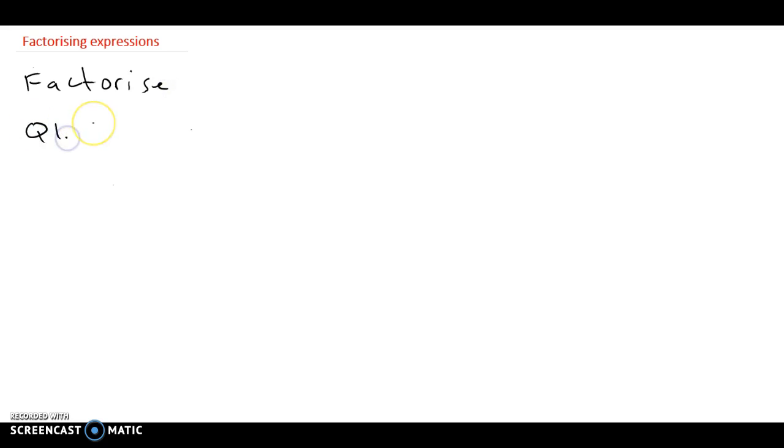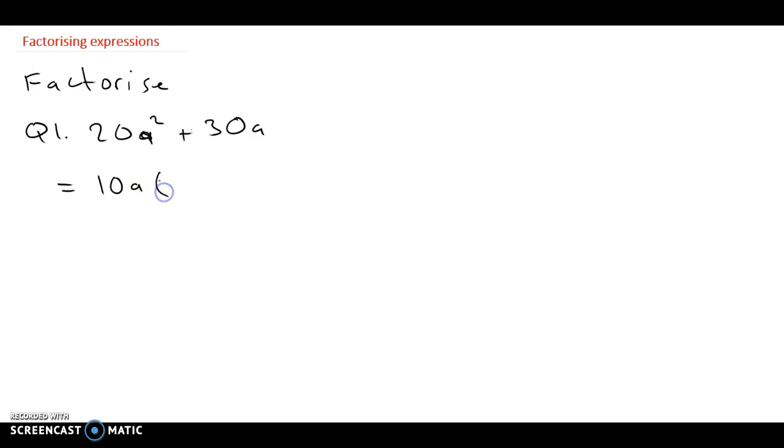Factorise 20a squared plus 30a. Now, the first thing we want to do when we're factorising is, if possible, take out a highest common factor. So in these two terms here, both terms have an a and both terms have a common factor of 10 as well. So we can take out a highest common factor of 10a.